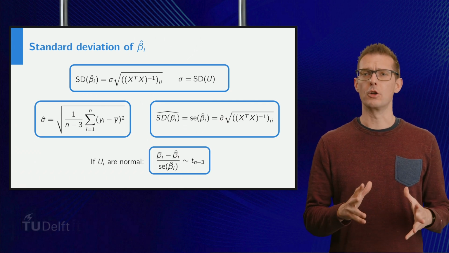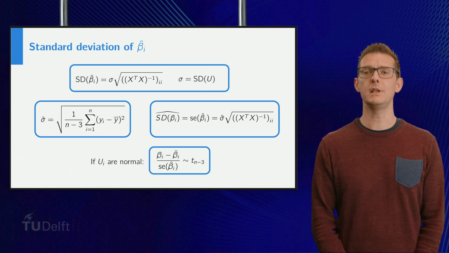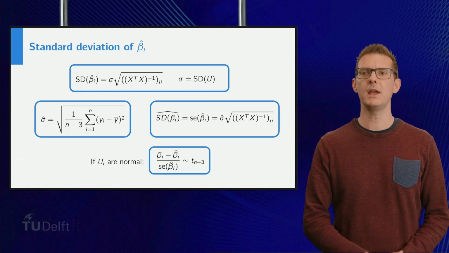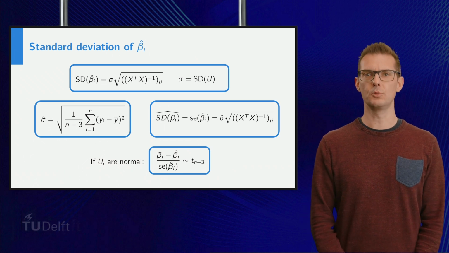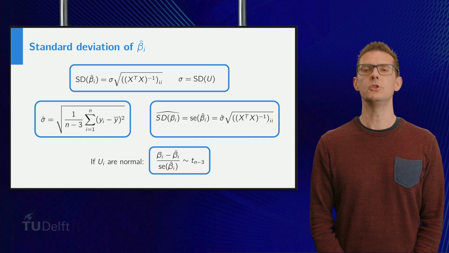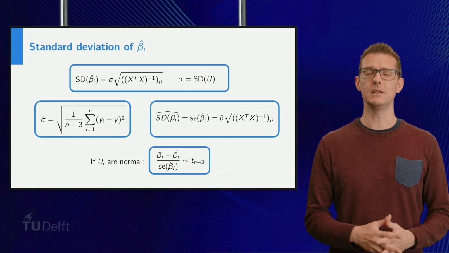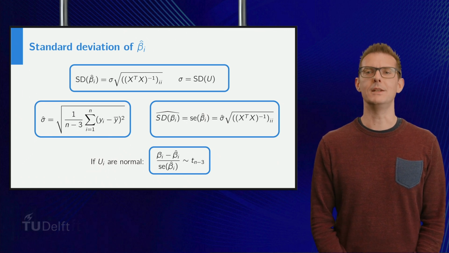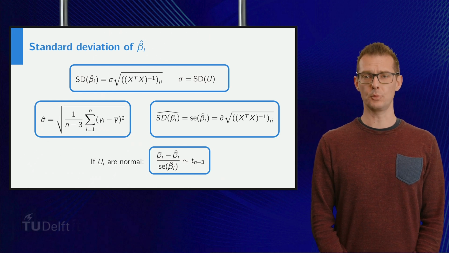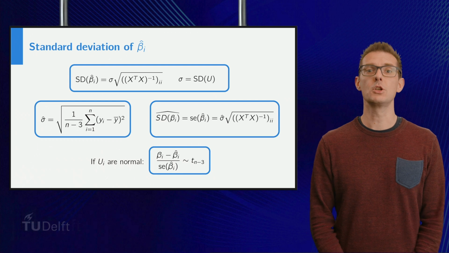Okay, if the errors are normally distributed, then we can show that the difference between each beta and its estimator divided by the standard error follows a t-distribution with n-3 degrees of freedom. And this is great news. We finally know the distribution of the beta parameter that we are interested in. This t-distribution allows us to construct the confidence intervals for each parameter.